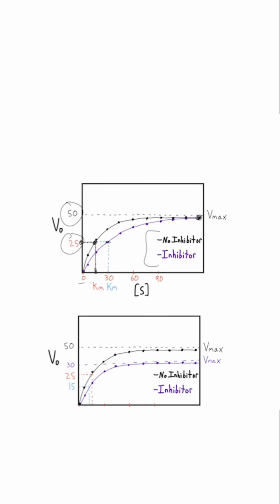For the inhibitor line, the Km looks like it's about 30. So the Km went up. So for competitive inhibition, the Vmax stays the same, but the Km increases.